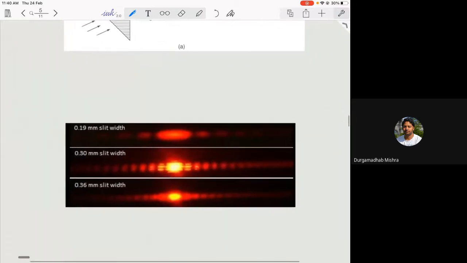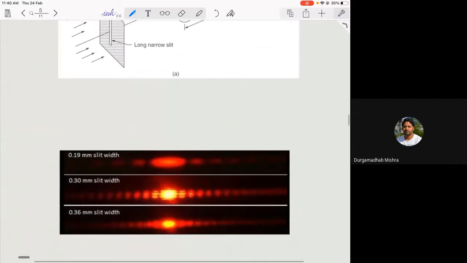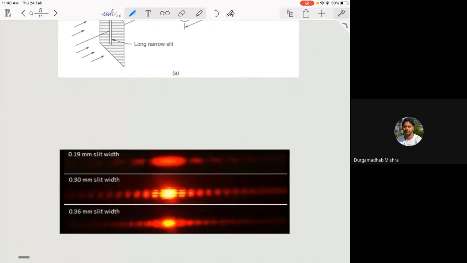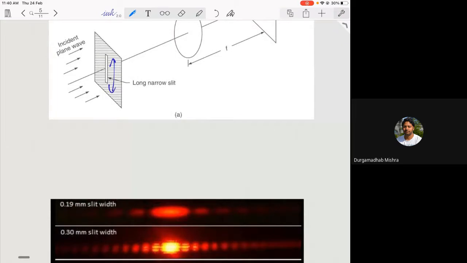Here I am showing some pictures, again from the web, which show how the diffraction pattern changes when you vary the slit width. This is again from a single slit, like the one shown here, and you can vary the width. And remember, when we are looking at the diffraction pattern, we are looking at a distribution along the width, not along the length of the slit. The intensity distribution is along this direction. So that is the diffraction pattern that you are seeing.